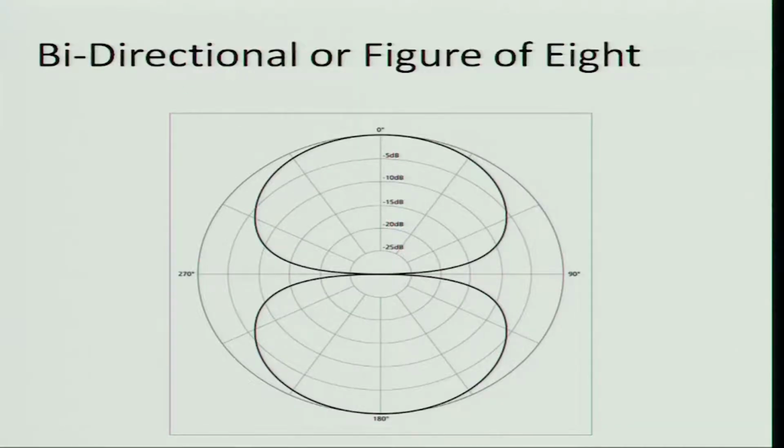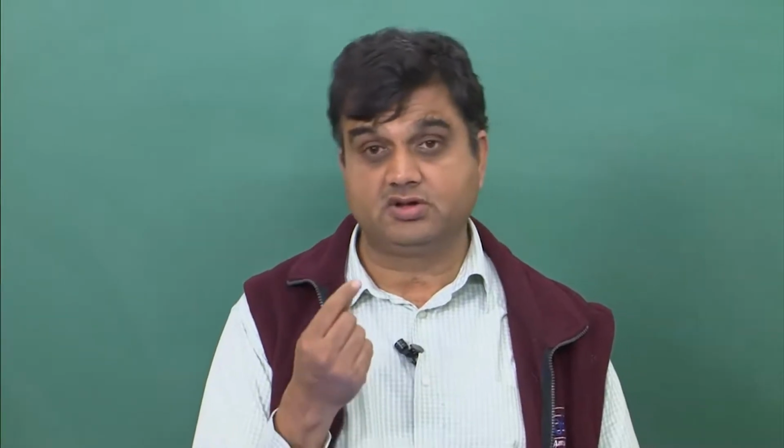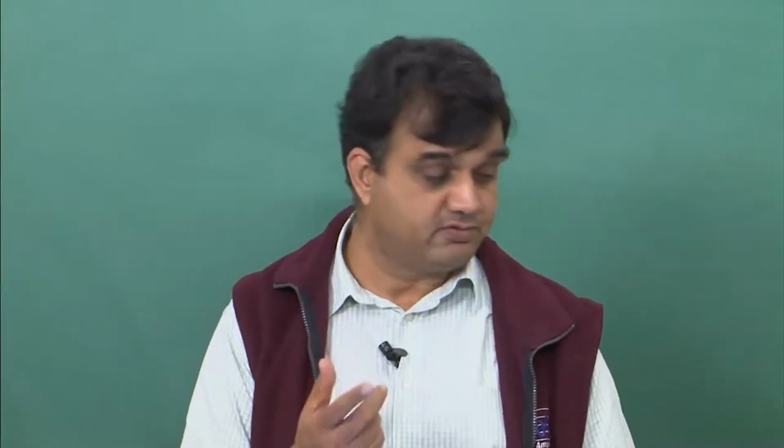And once again, this plot may be specific to a particular frequency. If you change the frequency, if you make the frequency higher or lower, this can change significantly. So whenever we are talking about directivity, we are always talking about directivity in the context of the frequency or frequencies of interest. So this is bidirectional.